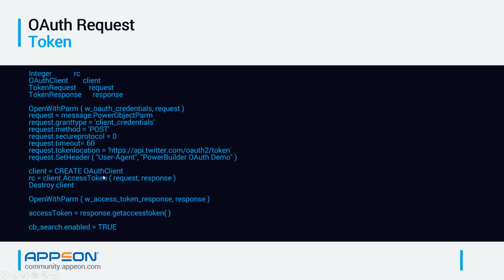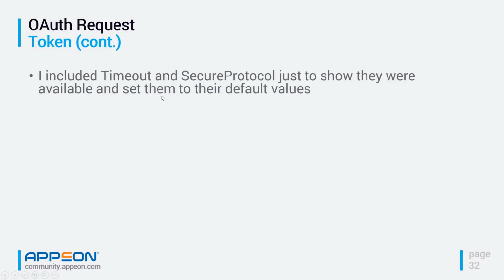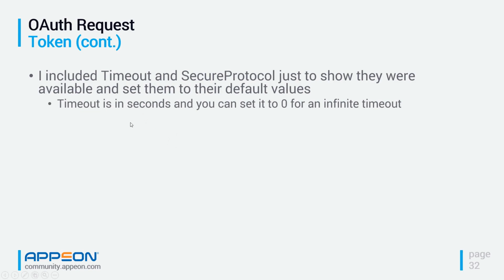So then we create the OAuth client. We submit our access token request. I pop open a window here that basically just shows you what we got back. So if you're interested in all the details, we grab the access token, which we're going to use later. I included timeout and secure protocol in that code. I actually set them to the default values. Timeout is in seconds. The default is 60, and you can set it to 0 for an infinite timeout.